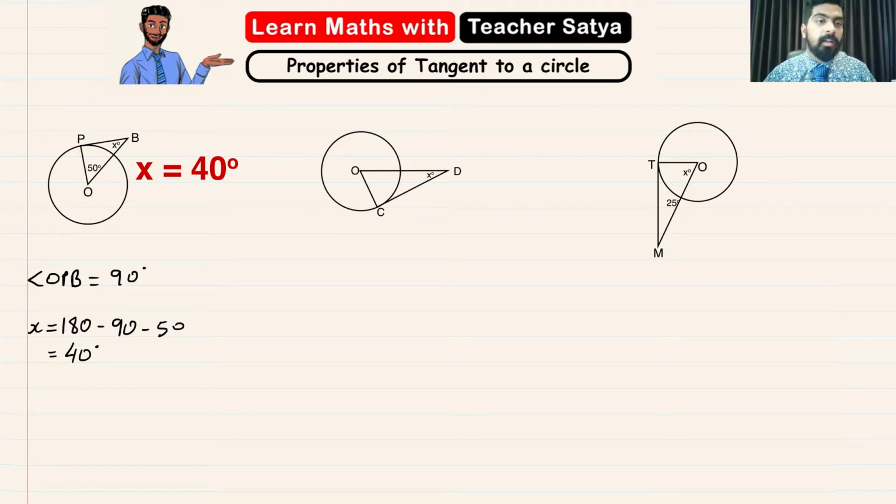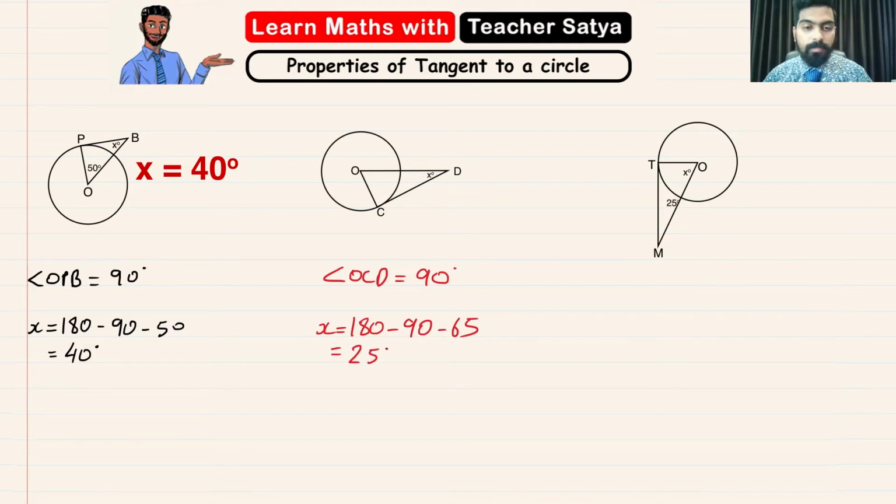Now let's go to question number 2. Again we see that CD is the tangent, CO is the radius, therefore our angle OCD is equal to 90 degrees. Now using the same steps from the previous question, we can go ahead and find the value of x. So x will be 180 minus 90 minus 65, which is equal to 25 degrees. Now let us do one more question.